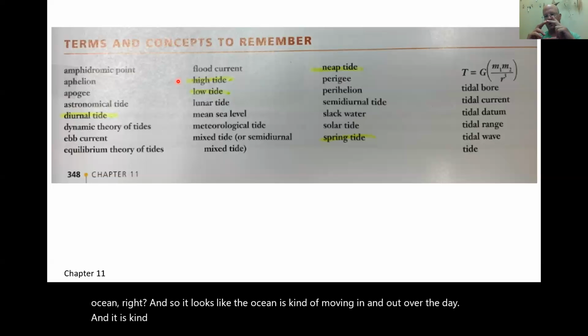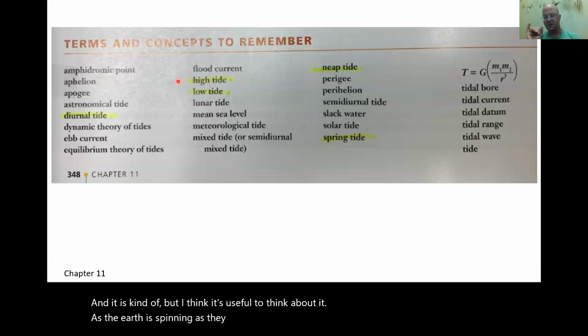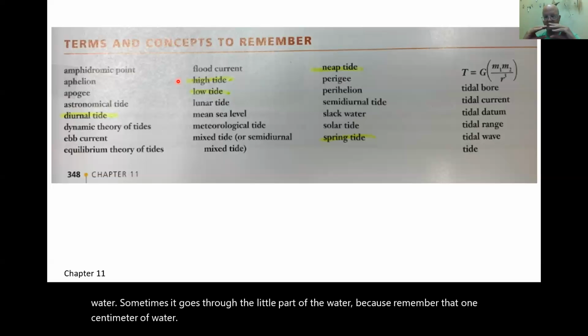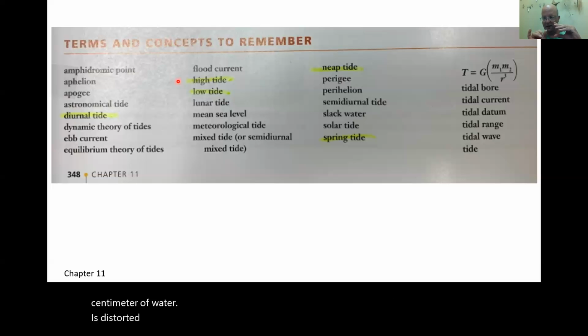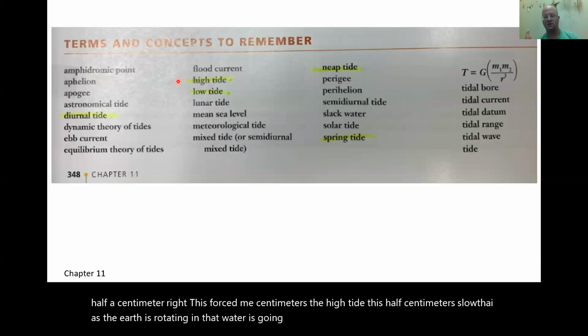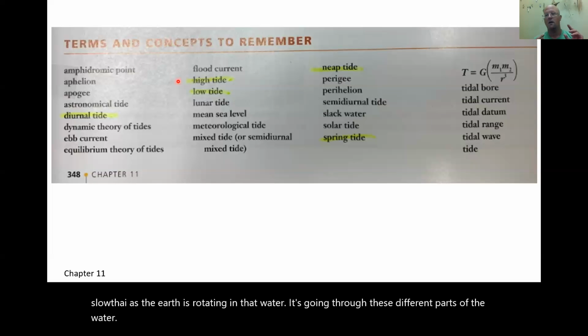But I think it's useful to think about it as the Earth is spinning. And as the Earth spins, sometimes it goes through the big part of the water, sometimes it goes through the little part of the water. Because remember that 1 centimeter of water is distorted, it's pulled out. So this piece might be 4 centimeters, and this piece might be 0.5 centimeter. This 4 centimeters is the high tide, this 0.5 centimeters is the low tide. As the Earth is rotating in that water, it's going through these different parts of the water, okay?